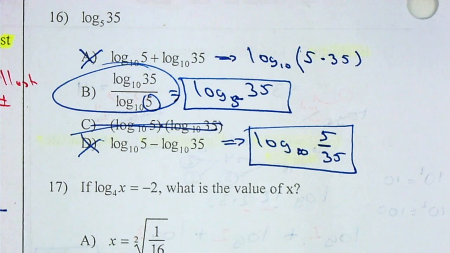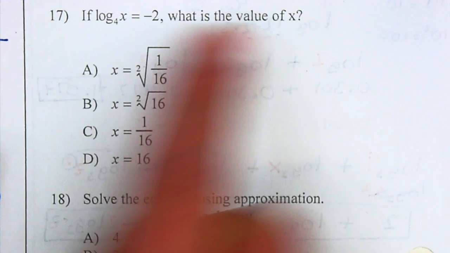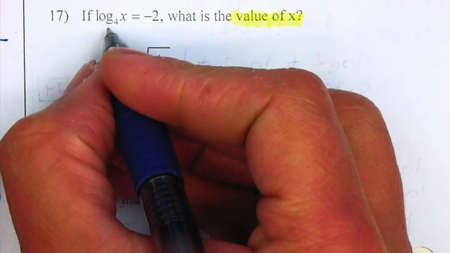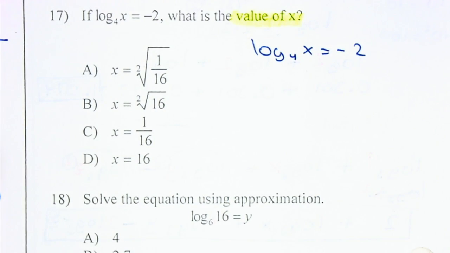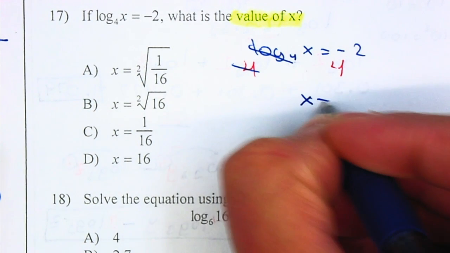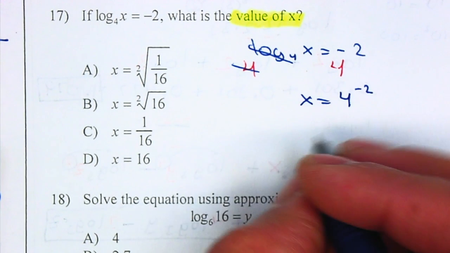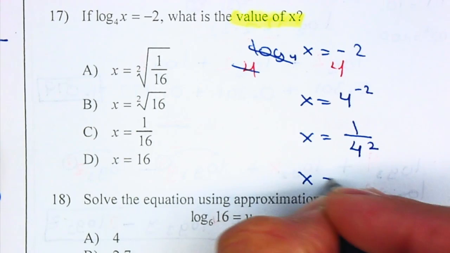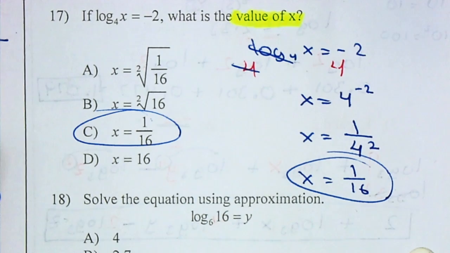Problem number 17. It says, if the log base 4 of x is equal to negative 2, what is the value of x? I want to get rid of the log to be able to solve for x. So the opposite of a log will be a base. That cancels out. X is equal to 4 to the negative 2. And what happens when I have a negative exponent? I'm going to place it underneath, under 1. And 4 to the second power will be 16. So the answer will be C.